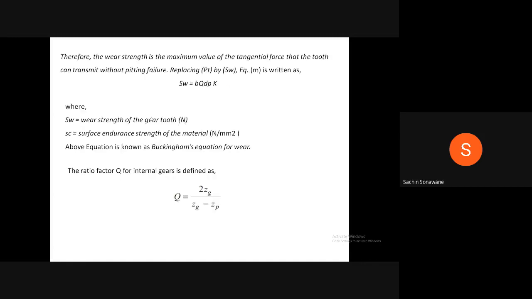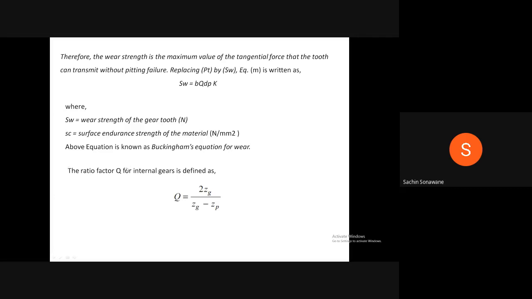Therefore, the wear strength is the maximum value of the tangential force that the tooth can transmit without pitting failure. Replacing Pt by Sw, equation M is written as Sw is equal to B Q dp K, where Sw is the wear strength of gear tooth in Newton. Sc is the surface endurance strength of the material in Newton per mm square. The above equation is known as Buckingham's equation for wear.